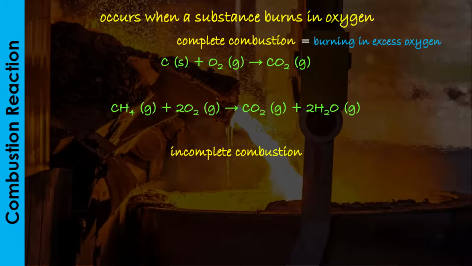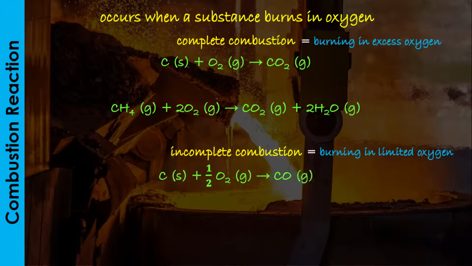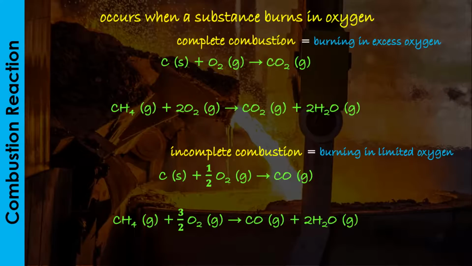On the other hand, when a substance burns in limited supply of oxygen, it is said to undergo an incomplete combustion. Example: when carbon burns in insufficient air, it forms carbon 2 oxide, whereas methane burns with a sooty flame in a limited supply of air to give carbon 2 oxide and steam. The sooty flame later gets deposited as carbon.